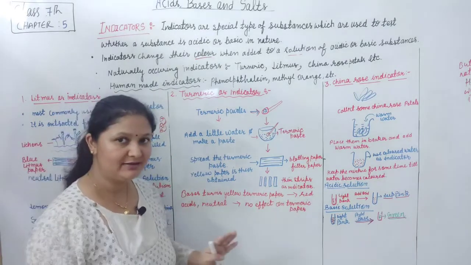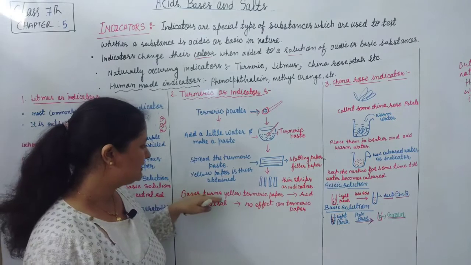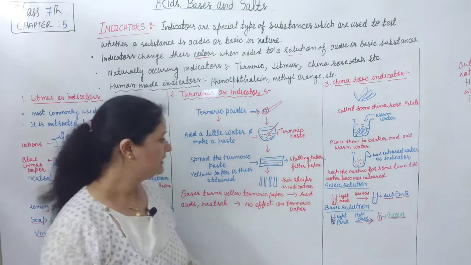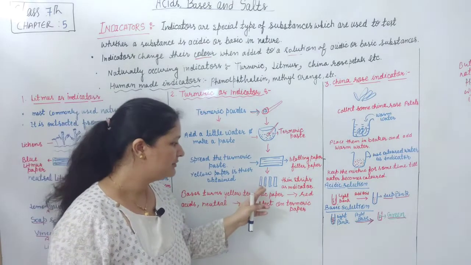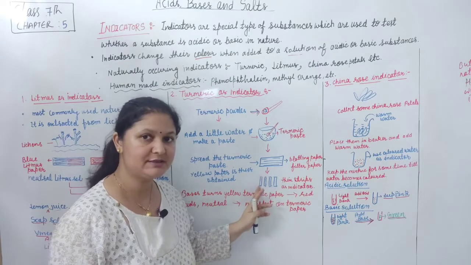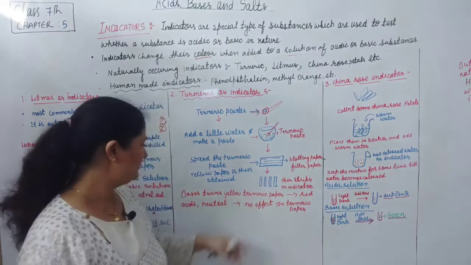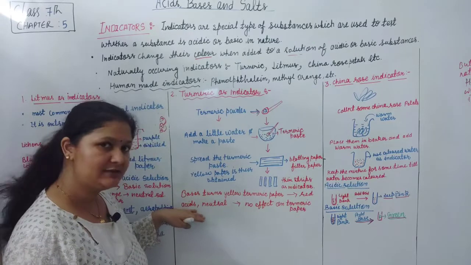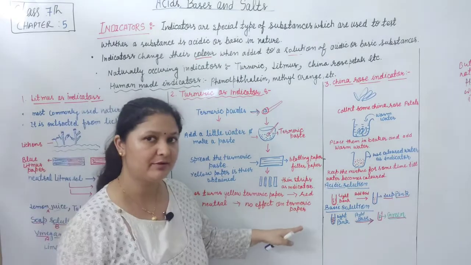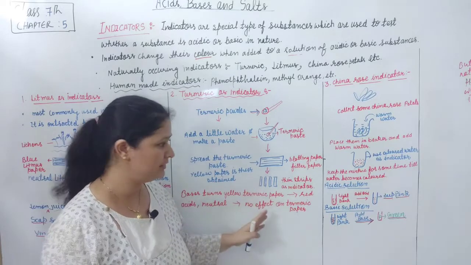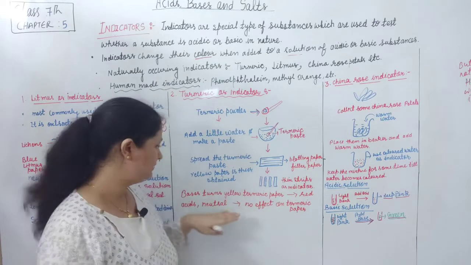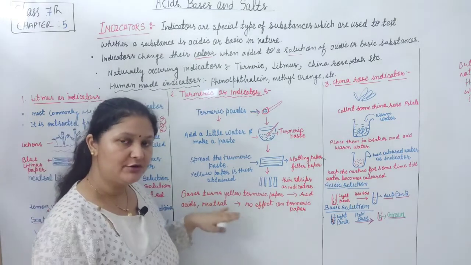So we will find that bases turn yellow turmeric paper into red, okay. If this yellow turmeric paper turns into red, it means your solution is basic in nature. And second, if the solution is acidic or neutral, there is no effect on turmeric paper, means yellow turmeric paper remains yellow if the solution is acidic or neutral.